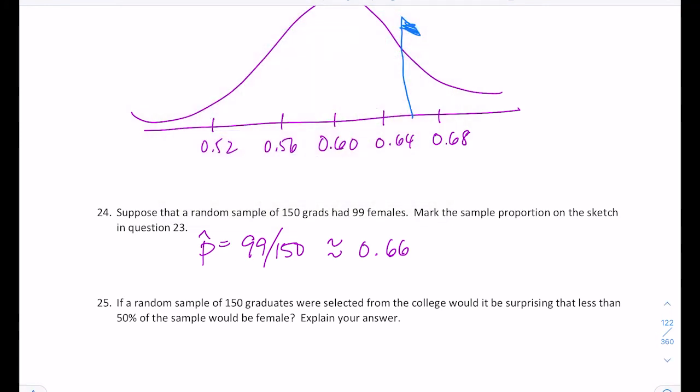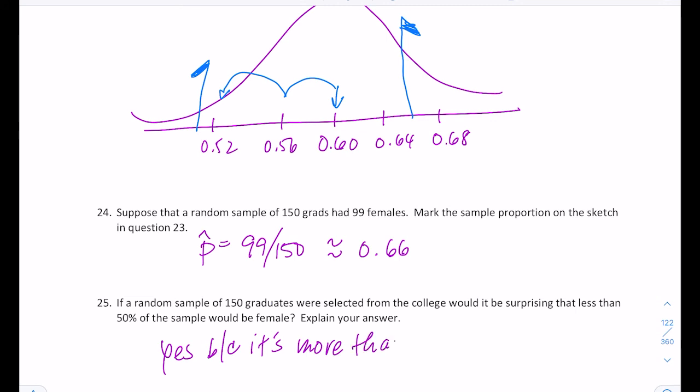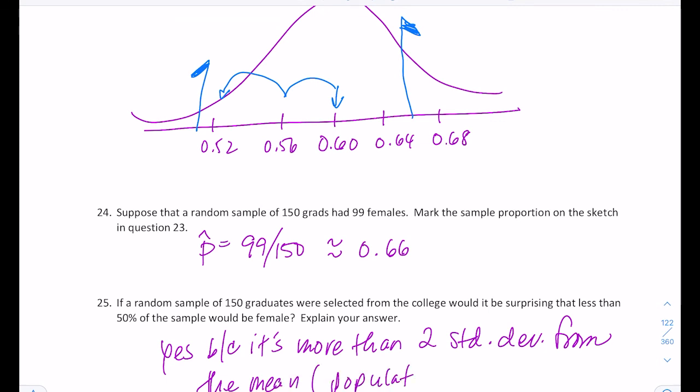If a random sample of 150 graduates were selected from the college, would it be surprising that less than 50% of the sample would be female? Well, if you look at the graph that we created, 50% is down here, which is more than 2 standard deviations from the mean. Here's the mean. This is 1 standard deviation, 2 standard deviations. So yes, it would be surprising. And remember, the mean is the population proportion, p.